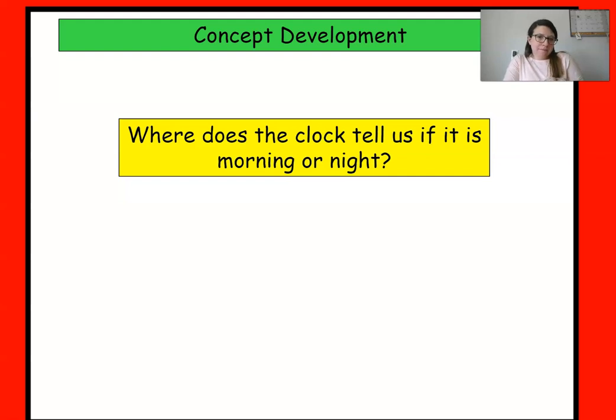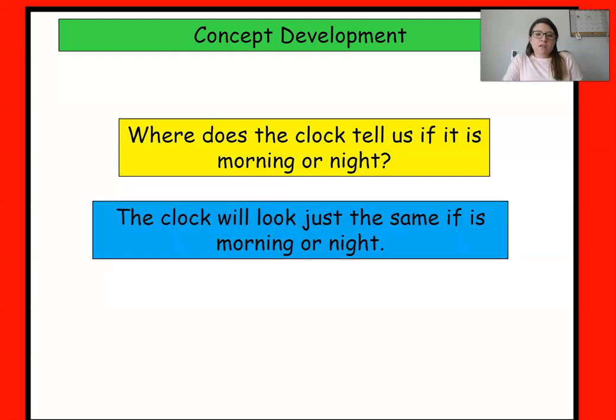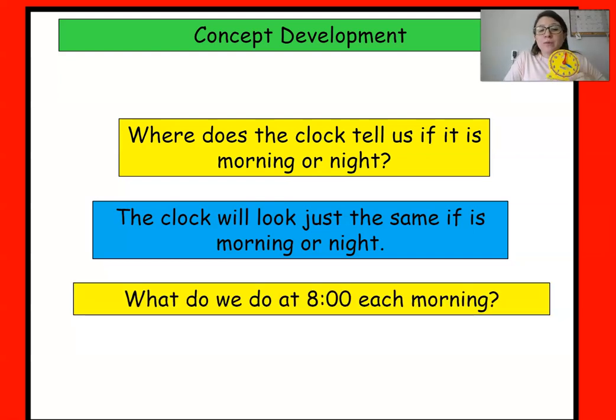So where does the clock tell us if it's morning or if it's night? How do we know that? The clock, like this, will look exactly the same if it's morning or night. What do we do at 8 o'clock in the morning? How is that different from 8 o'clock at night?